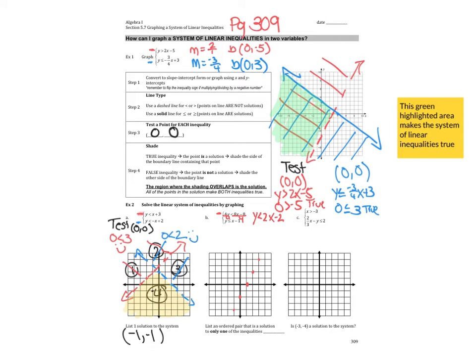Again, there's no equal to, so it's going to be a dashed line. Now our next one is y is less than or equal to x minus 1. And this one's going to be a solid line because it has the equals to.